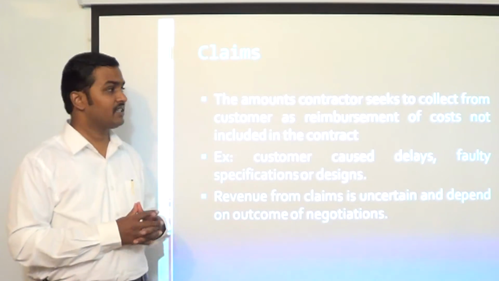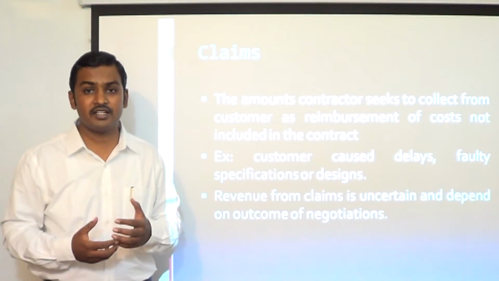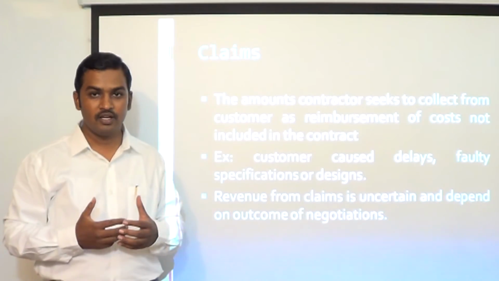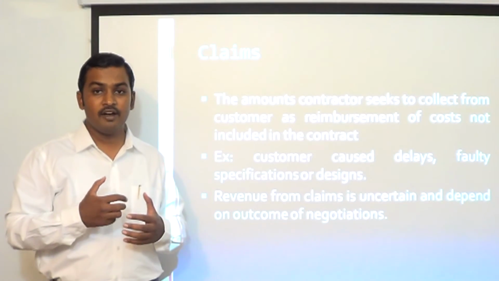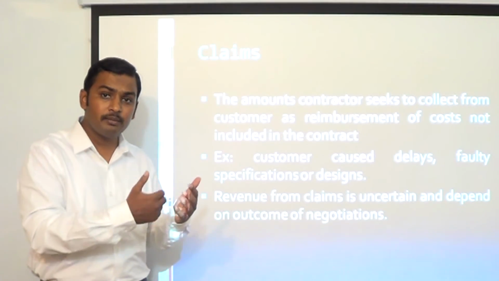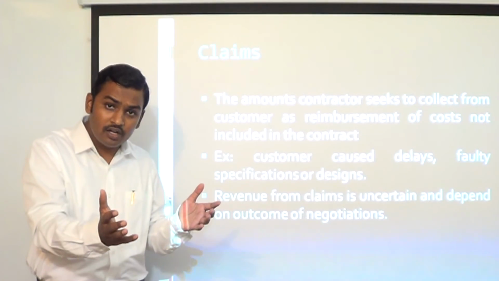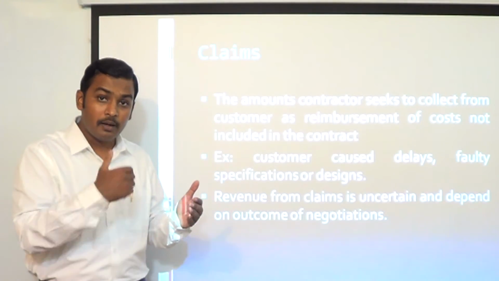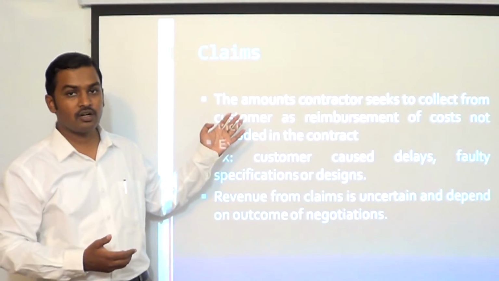Next, claims. What is a claim? This is an extra amount which the contractor seeks to collect from the customer, for costs which are not reimbursable as per the standard. So I am incurring some costs. These costs are not reimbursable as per the contract. Now I seek to collect these extra amounts from the customer. Such amounts are called claims.